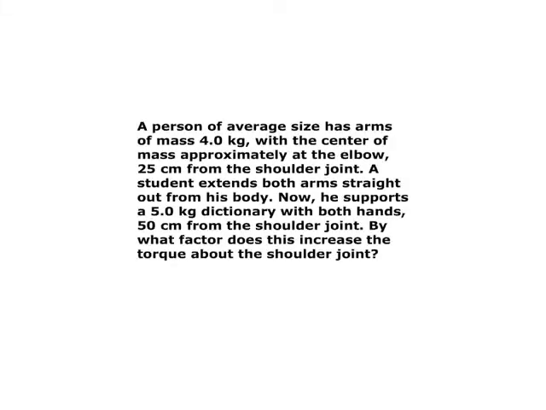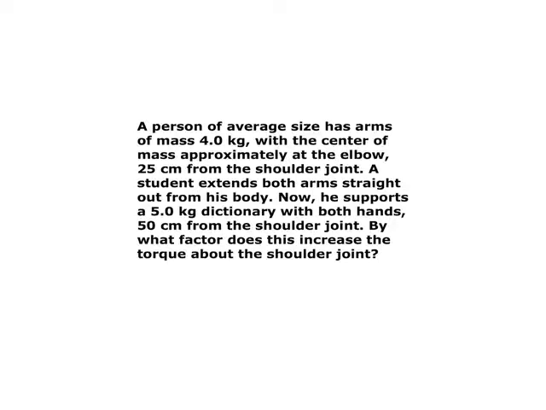That's a physics question that we can answer right now. Here's a problem statement. A person of average size has arms of mass 4 kilograms with the center of mass approximately at the elbow, 25 centimeters from the shoulder joint. A student extends both arms straight out from his body. Now he supports a 5-kilogram dictionary with both hands 50 centimeters from the shoulder joint. By what factor does this increase the torque about the shoulder joint?